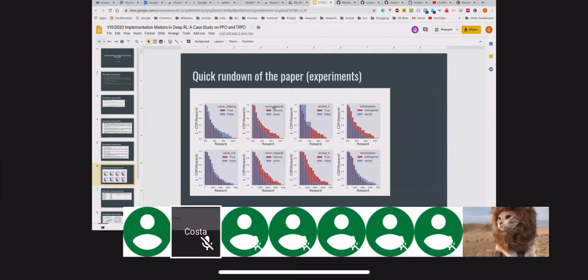So for example, when you normalize the rewards and compare it to not normalizing the rewards, the agent receives less. The agent that doesn't normalize the rewards performs worse than the agent that normalizes the rewards. And a similar thing happens with a majority of those techniques as well. The only thing that doesn't really make much of a difference, it seems, is the initialization and the value clipping, I think.